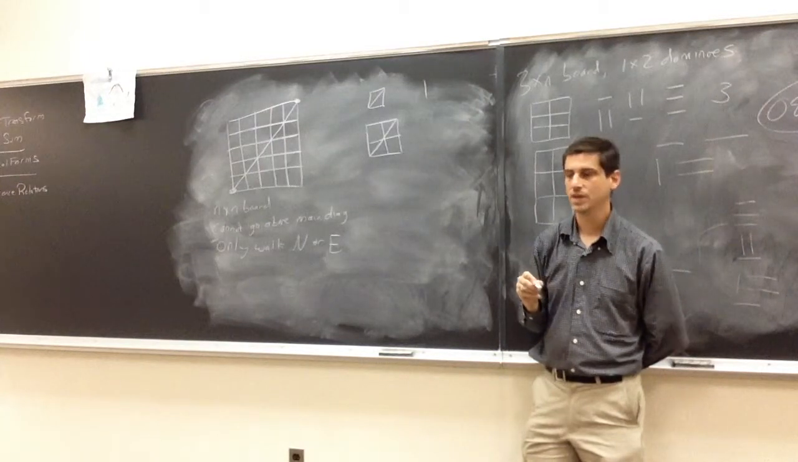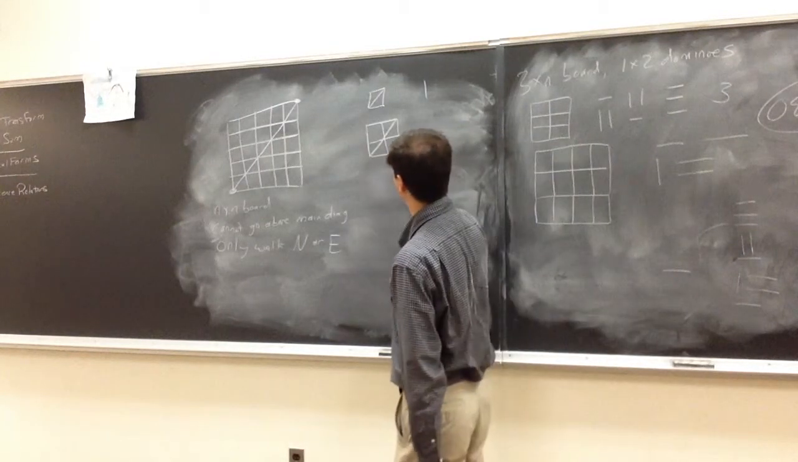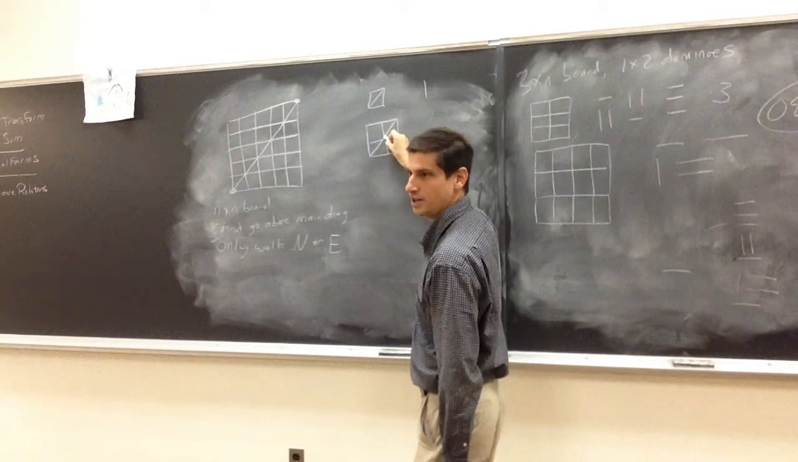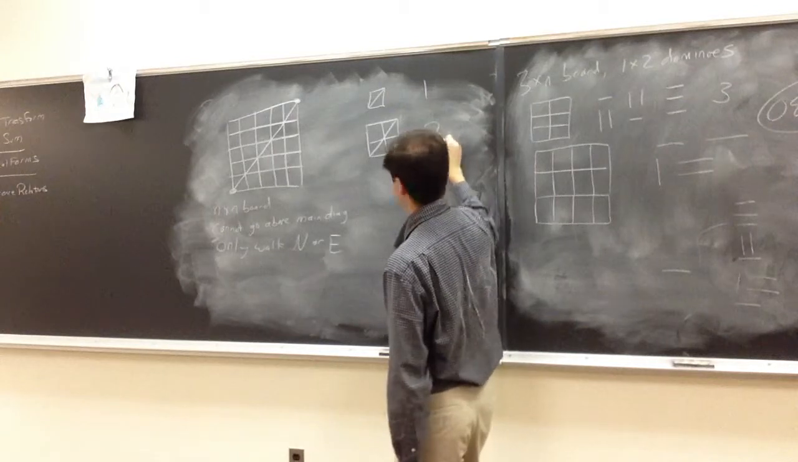So we can go over, over, and then we have to go up. That's path 1. We can go over, up, then we have to go over, up. So there's only 2 paths.